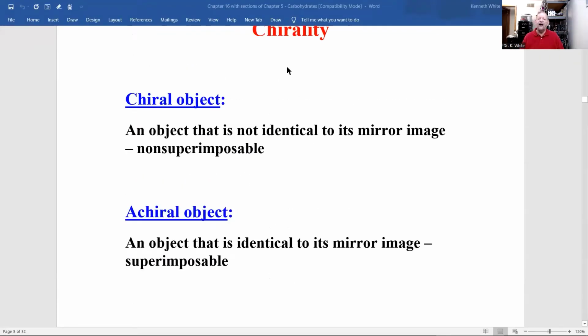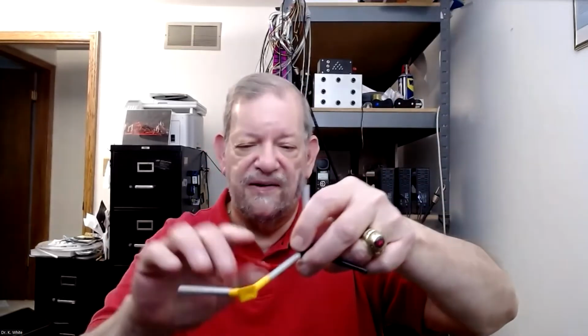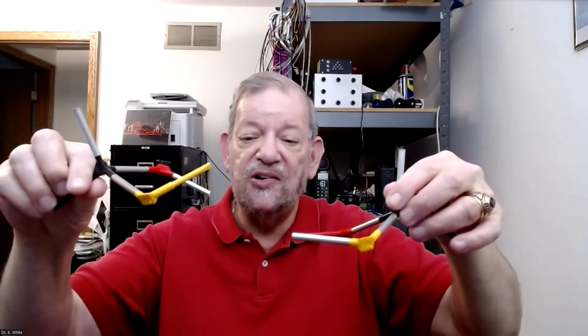Now, yesterday, I talked about chiral objects and achiral objects. Chiral objects have a non-superimposable mirror image, and achiral objects have a superimposable mirror image. Something I didn't do yesterday, which I should have, is show models. I have this model right here. Think of carbon in the center: black, silver, yellow, red. And here's its mirror image.